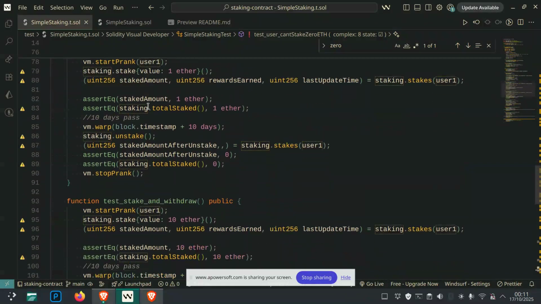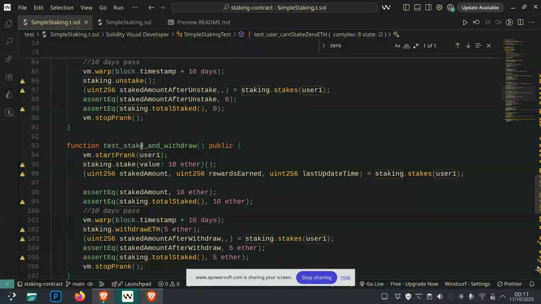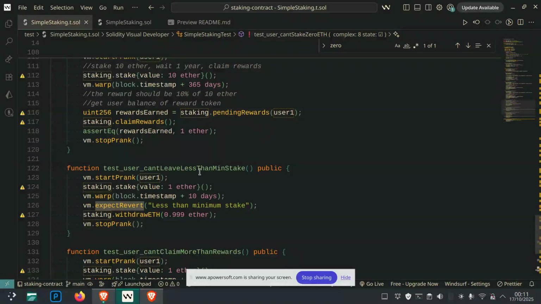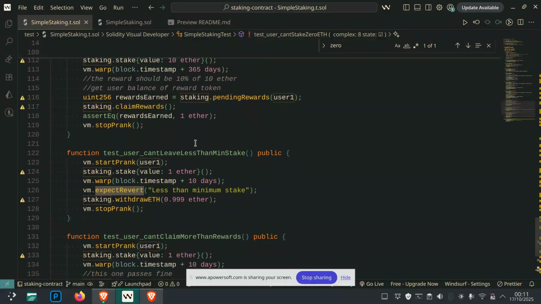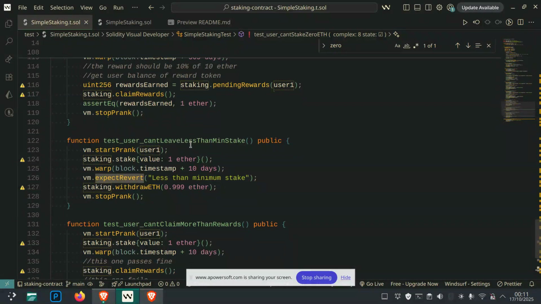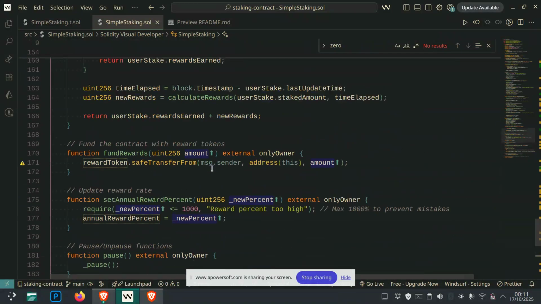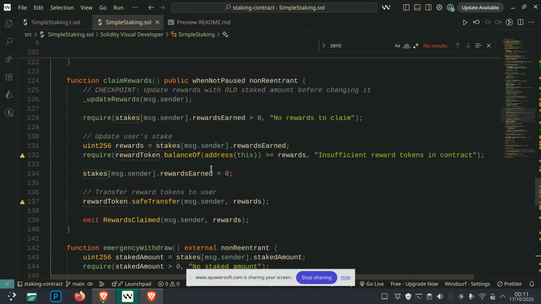This is just for heuristic purposes. We test stake and unstake, test stake and withdraw, test stake and claim. User can't put less than min stake. Oh yeah, this is interesting actually. Users shouldn't be able to. Let's go to withdraw function. Where is it?